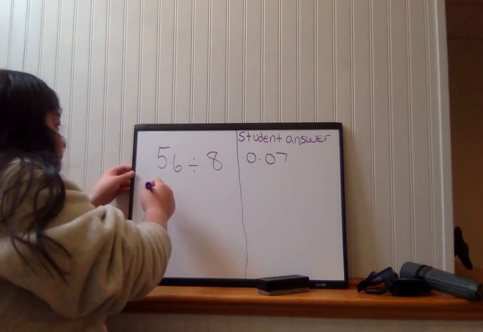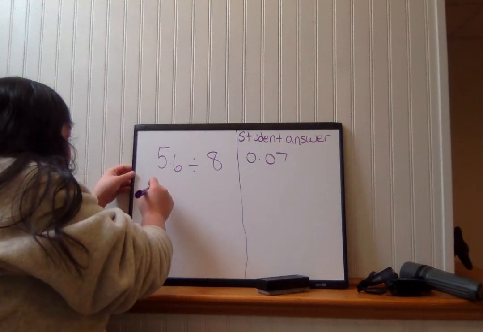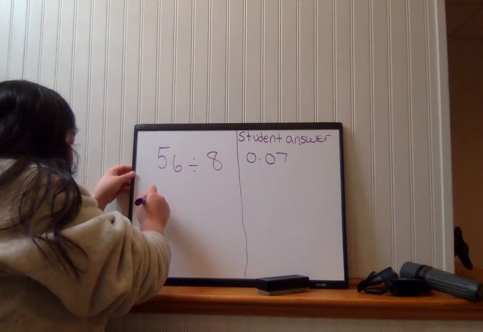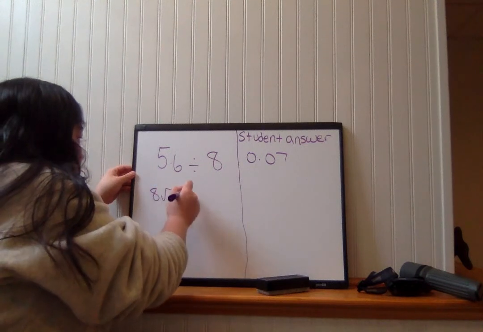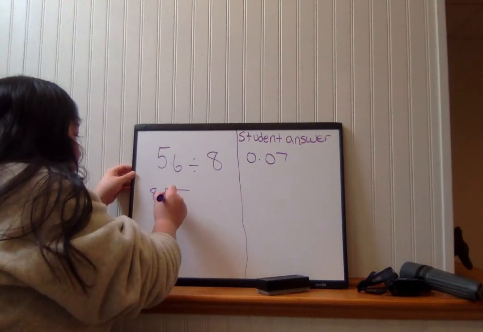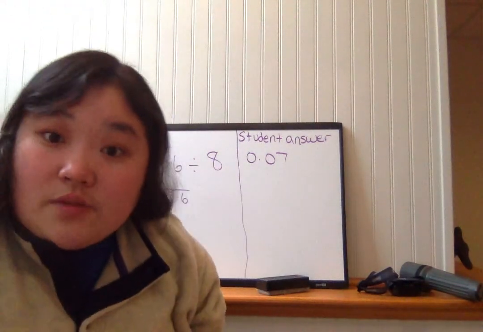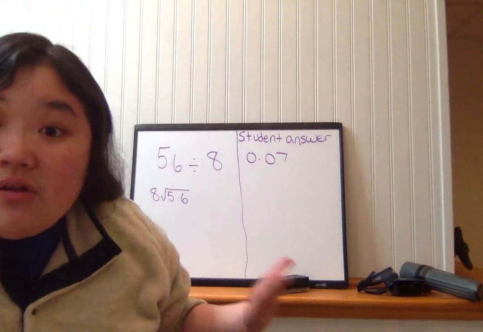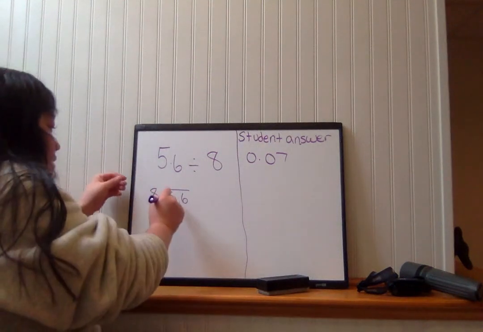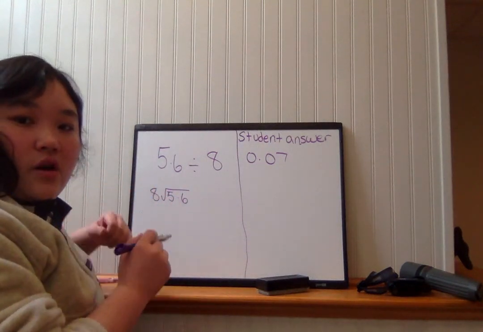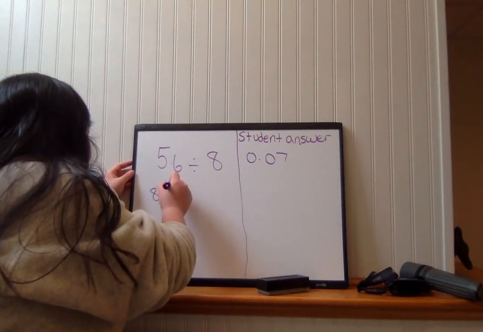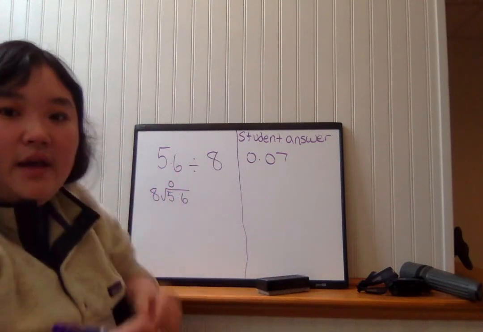We're going to draw it like this. We are going to have our divisor 8 outside our little house, you can call it, and our dividend 5.6. Okay? So we're going to go like this. We're going to think to ourselves, can 8 go into 5? Can 8 go into 5? Well, no, it cannot. So we're going to put a 0 here, okay?